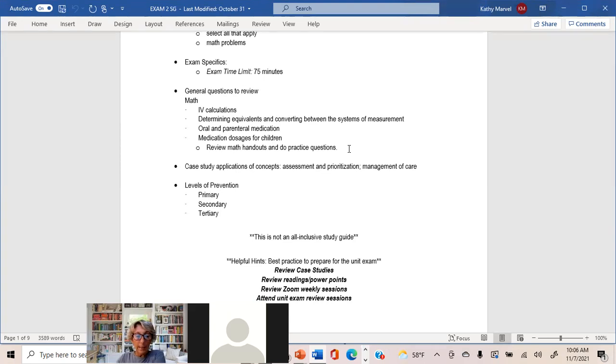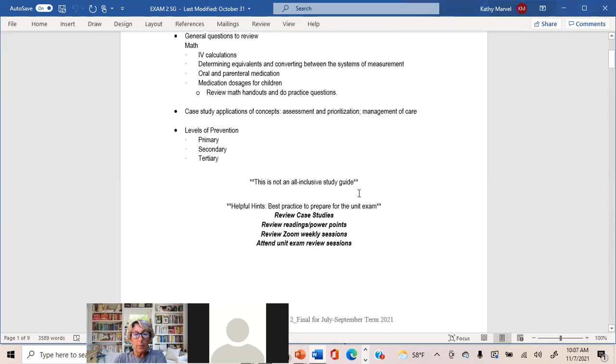For math resources, you should all have access to the calculations resource, Confidence with Calculation. That should be in your student resources. It's an excellent resource.